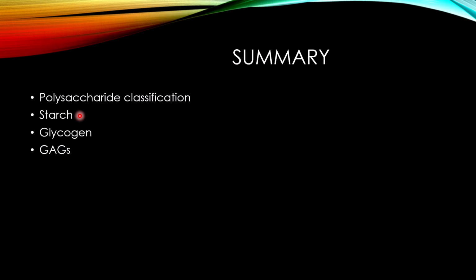Then we talked about glycogen. Glycogen is a reserve or storage form of carbohydrate in human beings and animals. It is made up of glucose and is highly branched, and it is present in muscles and liver. In muscles, the function of glycogen is to provide energy, whereas in the liver, it maintains the blood glucose level. And then lastly, we discussed various glycosaminoglycans, which are repeating units of uronic acid and amino sugar. So thank you very much and see you next time.